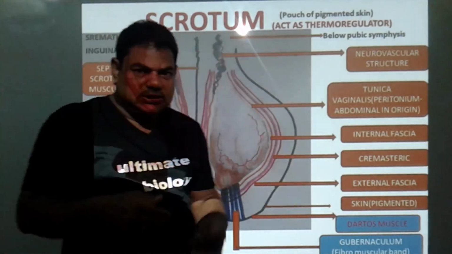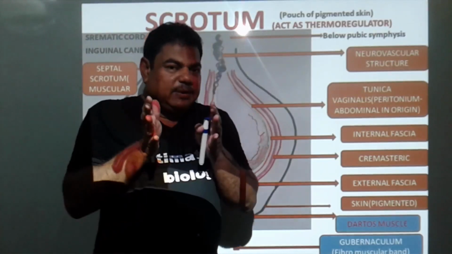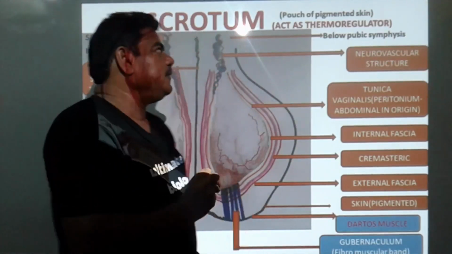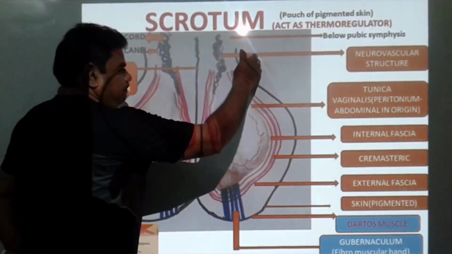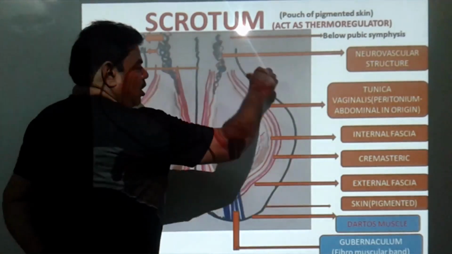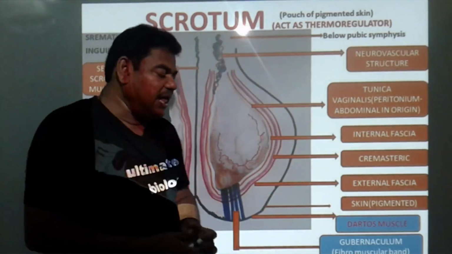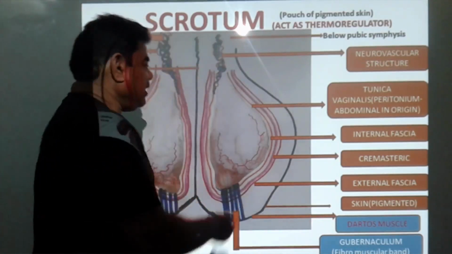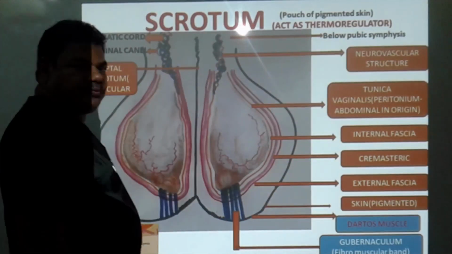The scrotum is a structure present outside the abdominal cavity, in between the two legs. The scrotum is a pouch of pigmented skin, and the wall of this scrotum is made up of a special type of muscle that we call the dartos muscle. Dartos muscles are present here in the wall of this scrotum.